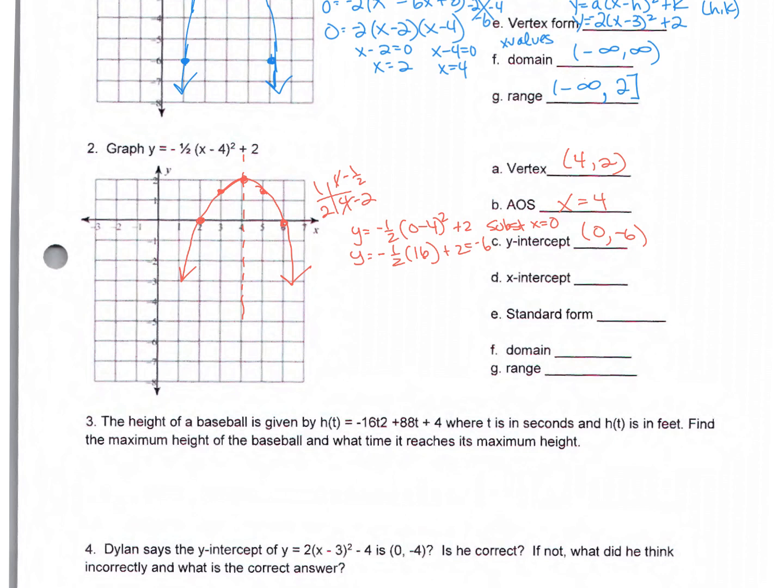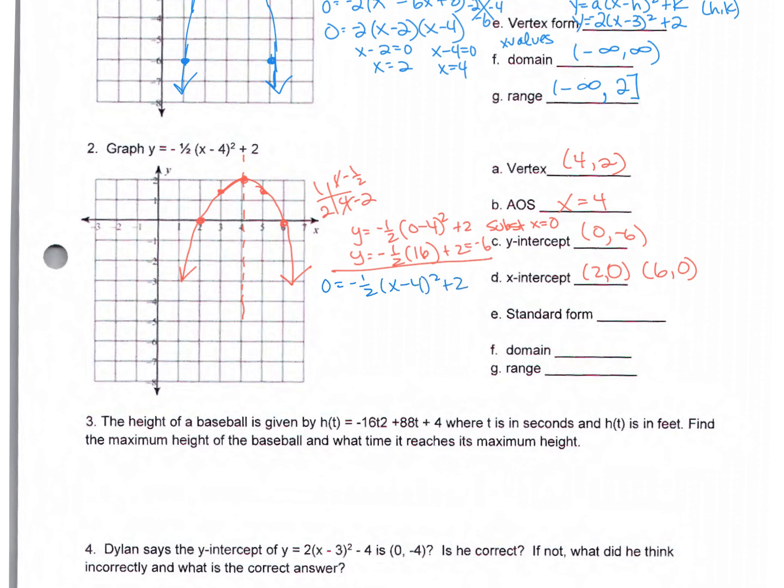Okay, so now my x-intercepts. I can clearly see my x-intercepts. My x-intercepts are at 2, 0 and at positive 6, 0. Now, if I could not see my x-intercepts, I'm going to set this equal to 0. So I have 0 equals negative 1/2 times x minus 4 squared plus 2.